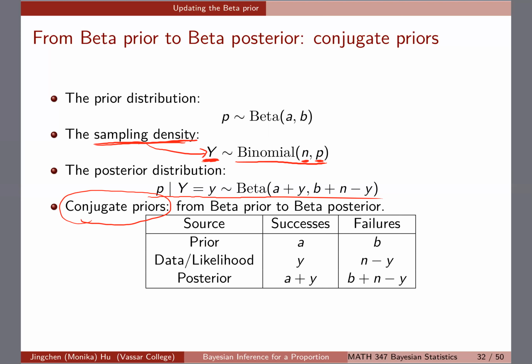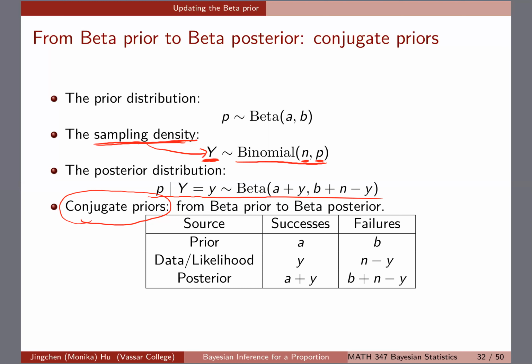Okay? So in this case, we start from a beta prior, and then we end with the beta posterior. In this table, by each row, we're talking about the prior, and then the data likelihood, and then the posterior. So these are the 3 steps that we emphasize about Bayesian inference. On the columns, we're looking at successes and failures.